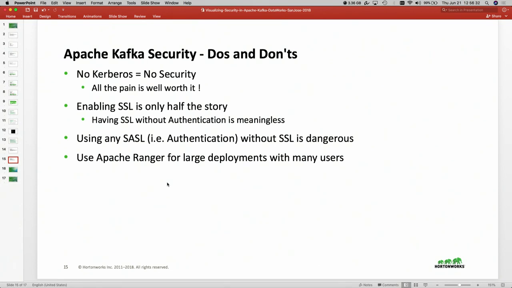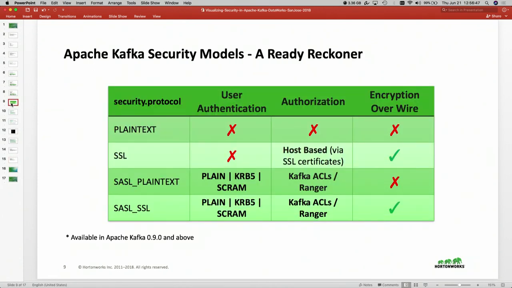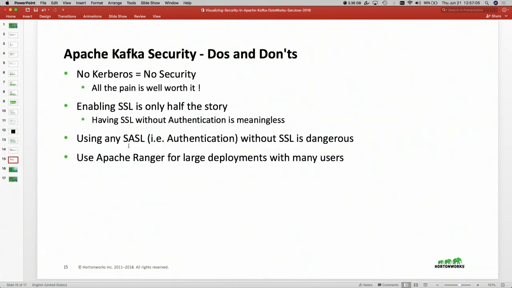And the next one is, I have authentication, I have set up Kerberos and I'm done. I don't need SSL or anything of that sort. Again, not true. Because of this table, we know that having only Kerberos or any kind of authentication will let you use SASL, but SASL plain text, and in that case you'll not get the wire encryption. So you're still sending your secrets and data over the wire in plain text. Anyone can see that, right? So that's again not recommended at all. The point being, using any of the SASL mechanisms without SSL is dangerous. You can use it, but it's not recommended.